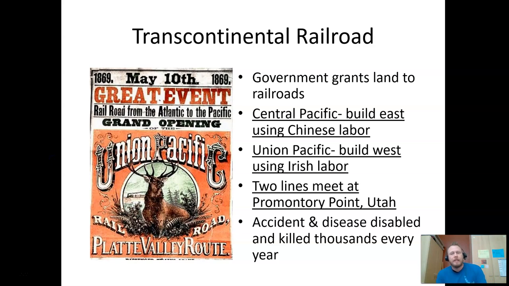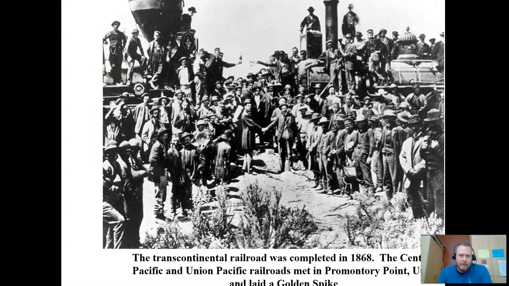Accident and disease disabled and killed thousands every year. Building the railroads was dangerous work, especially in the Rocky Mountain West, where there are a lot of mountains to tunnel through, and the use of explosives in order to do that was not an easy task. The Transcontinental Railroad was completed in 1868. The Central Pacific and the Union Pacific Railroads met in Promontory Point, Utah, and laid the Golden Spike. The Golden Spike signifies the meeting point, where the tracks meet, in Promontory Point, Utah, in 1868.